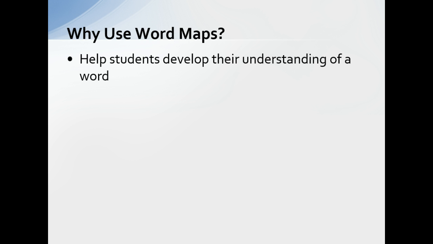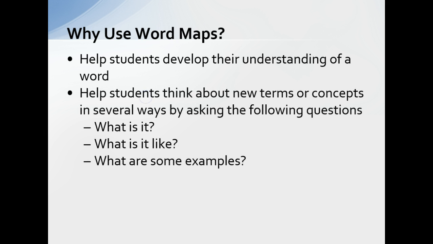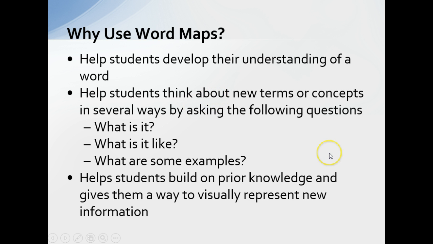So another strategy would be word maps. Why would we want to use a word map? Well, word maps help students develop their understanding of a word. It not only helps students think about new terms or concepts in several ways, but it helps by asking the following questions. What is it? What is it like? What are some examples? And that big key here, we're activating students' prior knowledge, we're building on it, and we're giving them a way to visually represent information, especially new information.